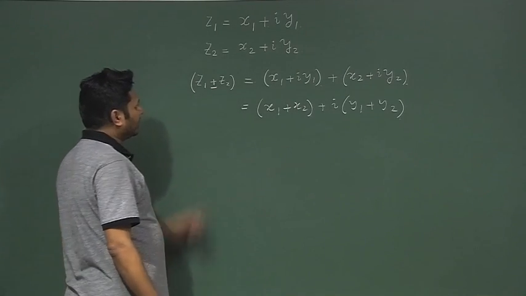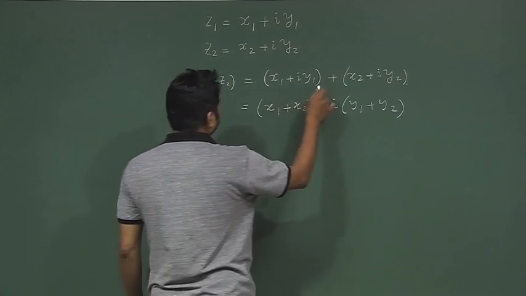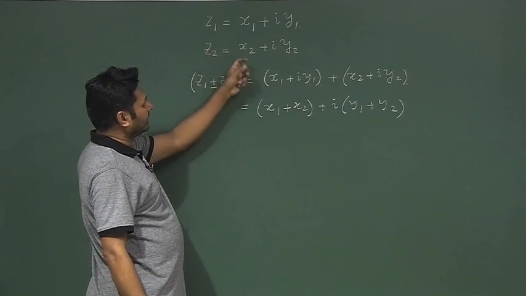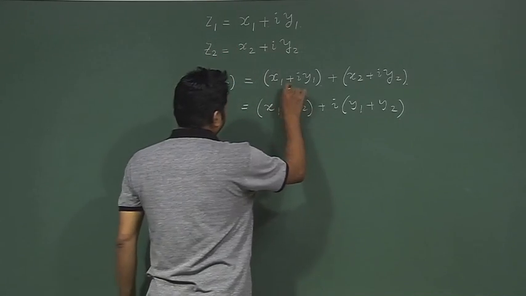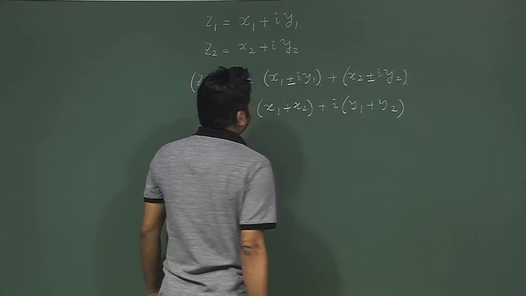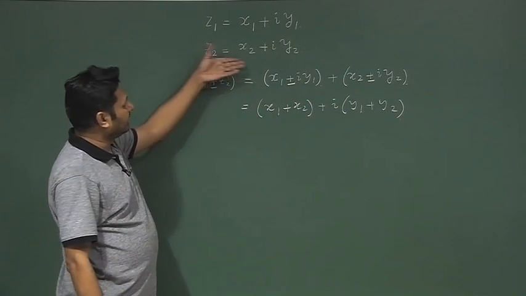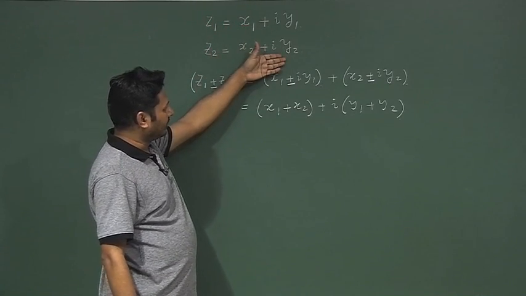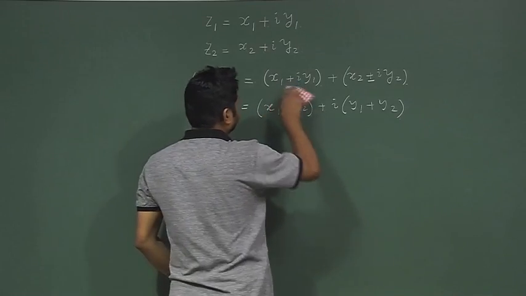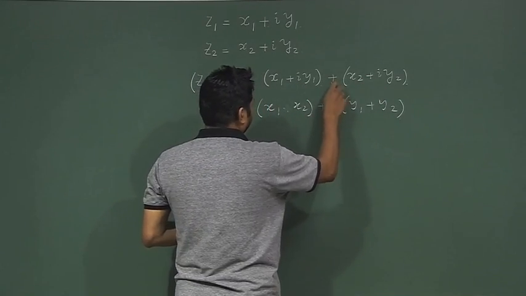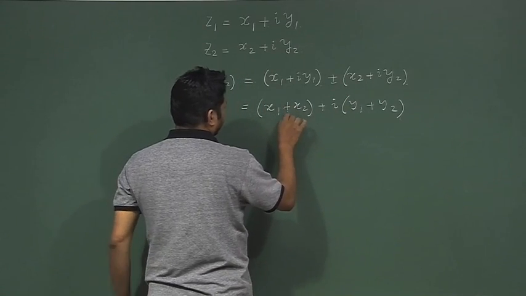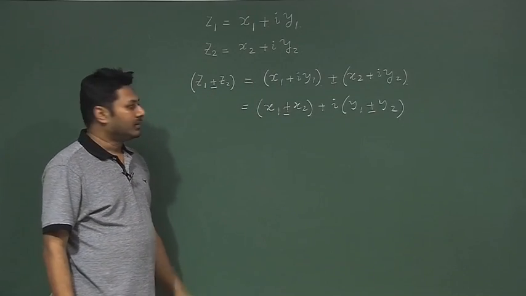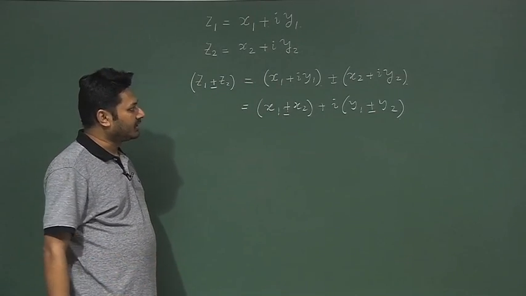If instead of adding I have a minus, then this sign will be minus and this sign will be minus. Sorry, the plus-minus should not be here, it should be here. So, I will have a minus sign here and a minus sign here. This is the addition and subtraction of complex numbers.